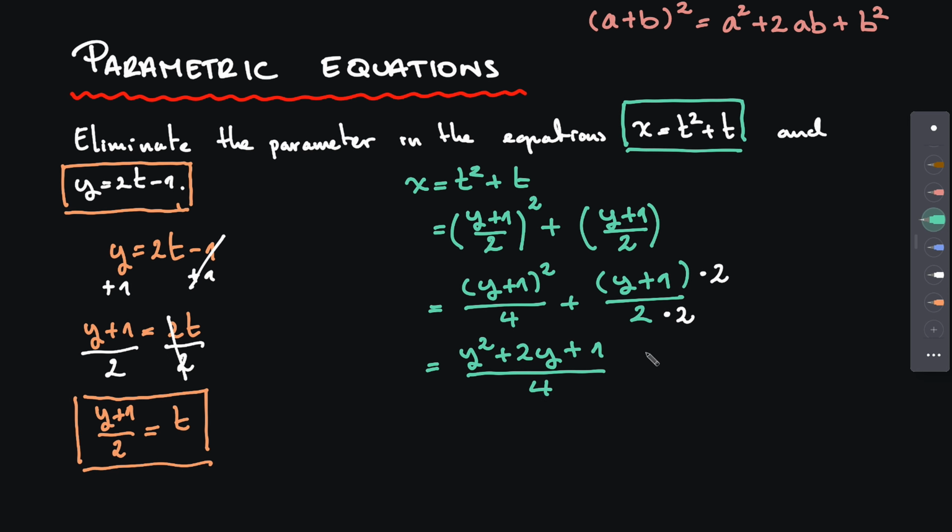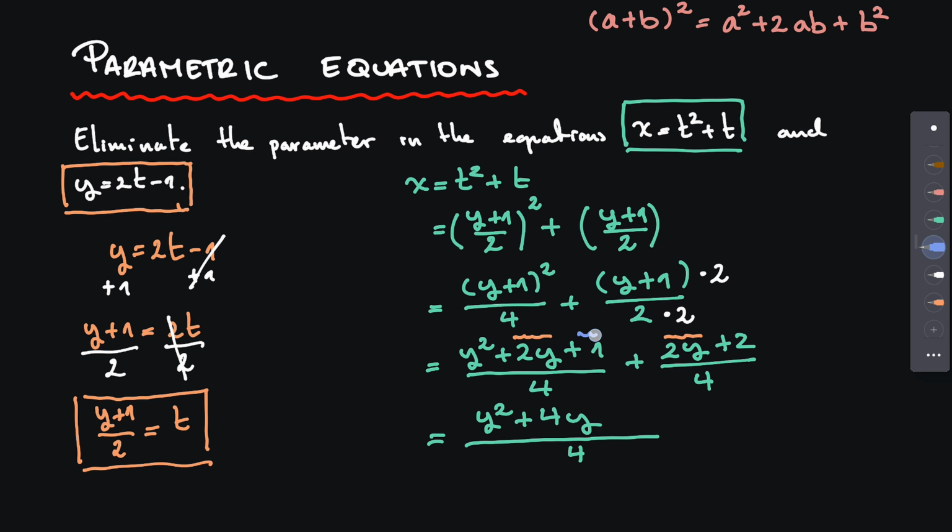This is over 4. Plus, we multiply this by 2 to make the two fractions alike. So 2 times y is 2y. 2 times 1 is 2. Over 2 times 2 is 4. So now we have the same denominator. So we put the same denominator and we just add whatever we have on top. So y squared doesn't have like terms, so we just rewrite it. But we notice that this 2y is like terms with 2y. So 2y plus 2y is 4y, so plus 4y. And we also notice that this one right here with these two are like terms because they're numbers.